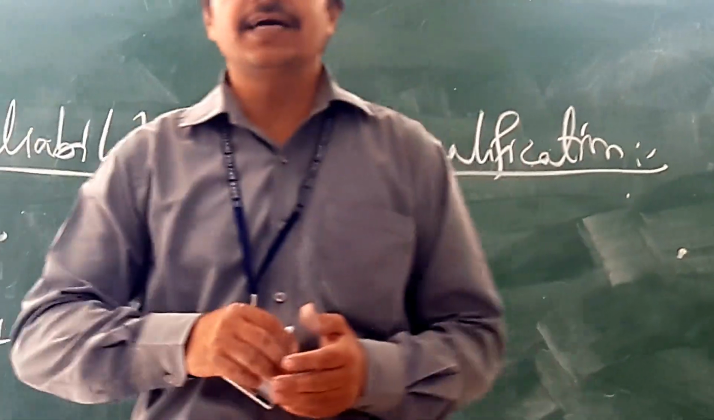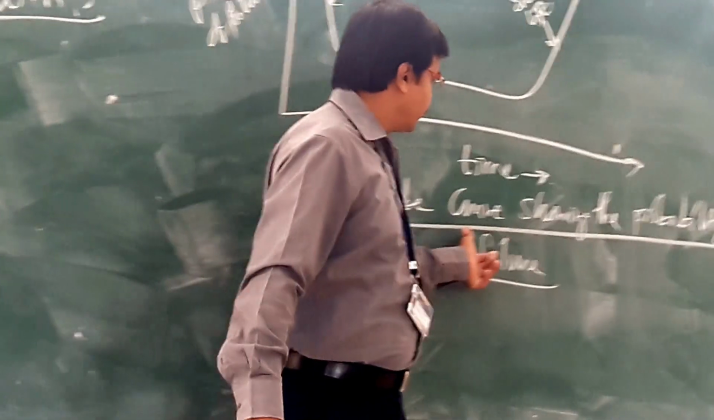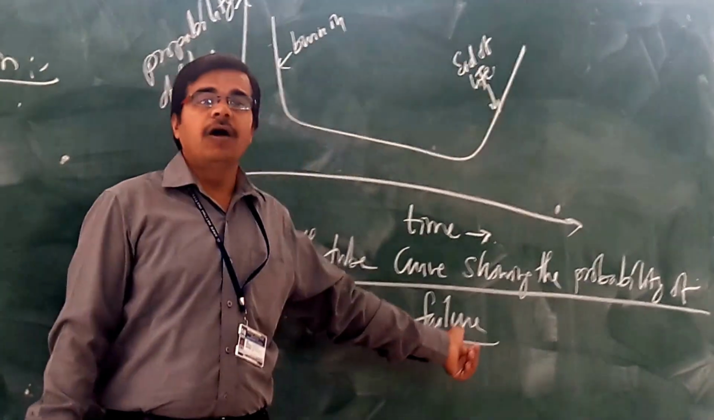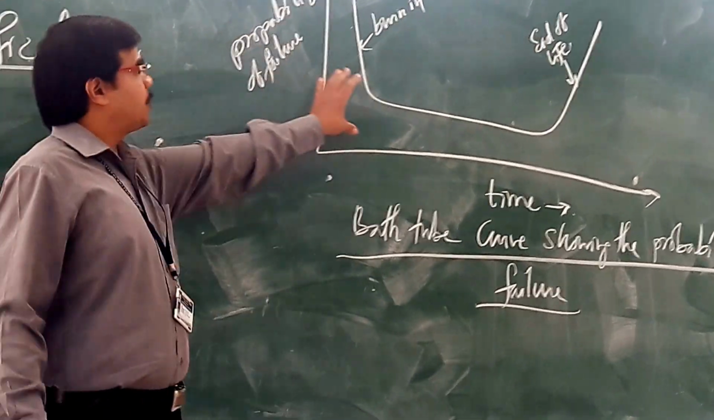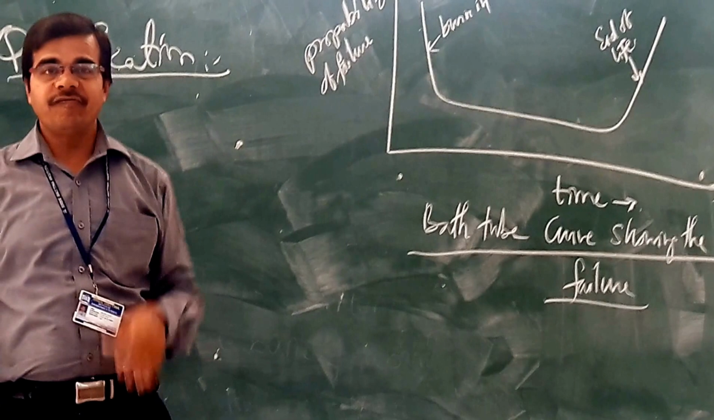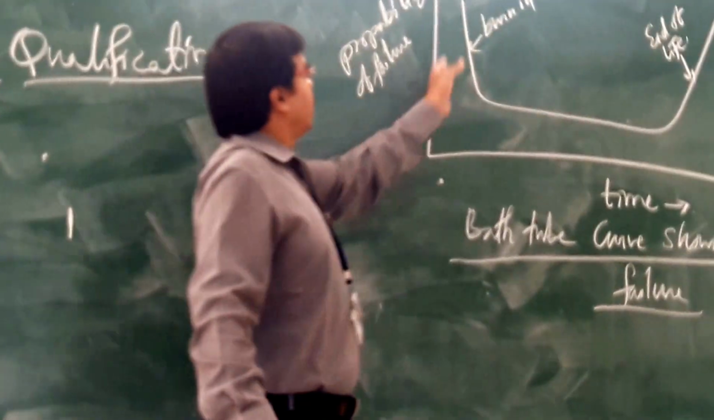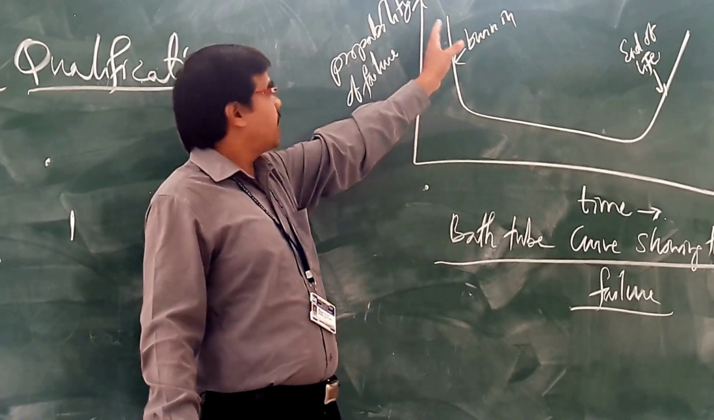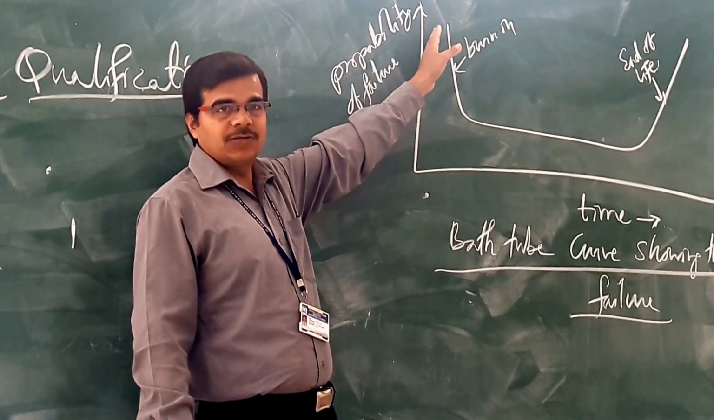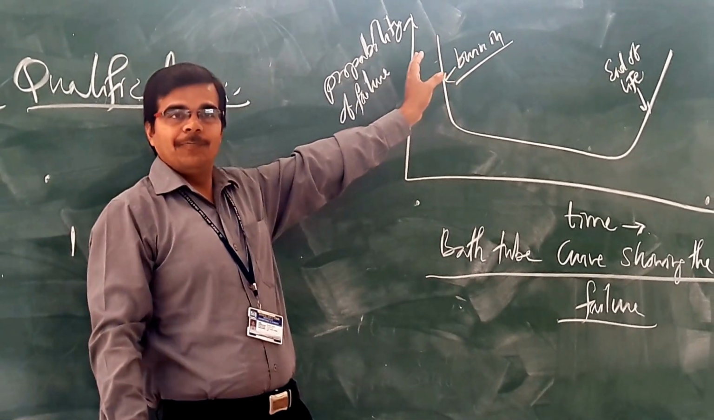Sub blocks in the satellite. This is your bathtub curve showing the probability of a failure. So this is showing the probability of the failure of any sub block. Initially, when we are switching it on, during that time the probability of failure is much more. This is called your burn in time.